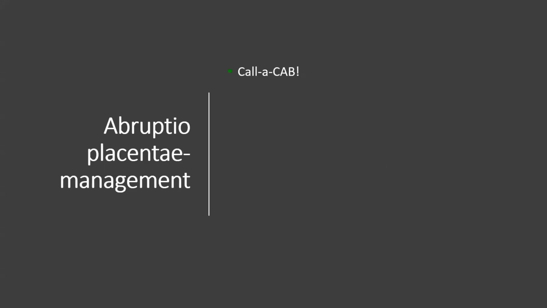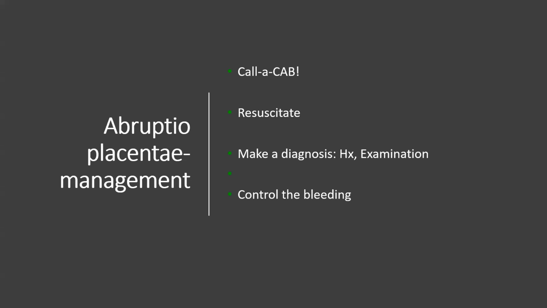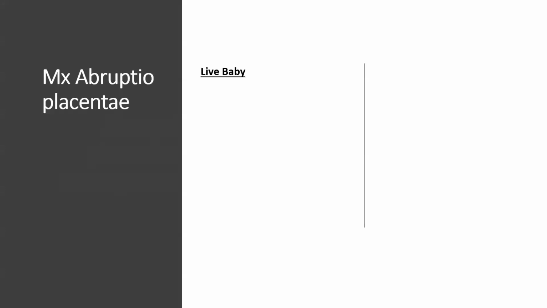So how do you manage them? Circulation. Resuscitate the patient. Make the diagnosis from your history and examination. Control the bleeding. And the management of an abruptio placenta is delivery. So if you see a patient with a live baby, the mom is unstable, resuscitate the mother until the mother is stable. Never take an unstable mother because you want to save the baby. You are going to lose both.